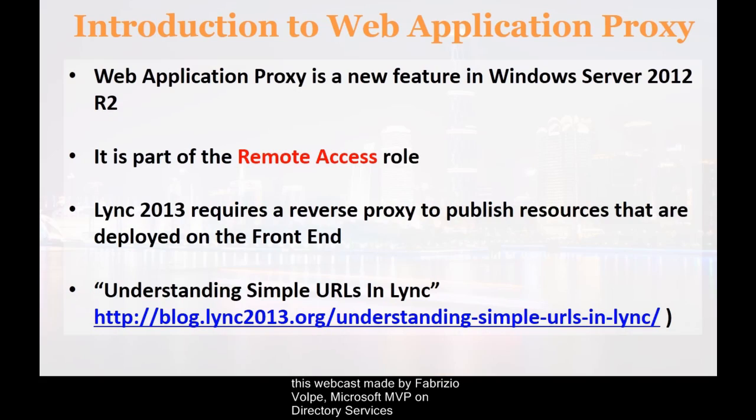Web Application Proxy is a new feature in Windows Server 2012 R2. It is part of the Remote Access Role service and provides reverse proxy functionality to publish web applications inside the corporate network and make them available to users outside our internal deployment. Lync 2013 requires a reverse proxy to publish resources that are deployed on the front end, including dial-in and meet pages. For more details, please read my post, Understanding Simple URLs in Lync.